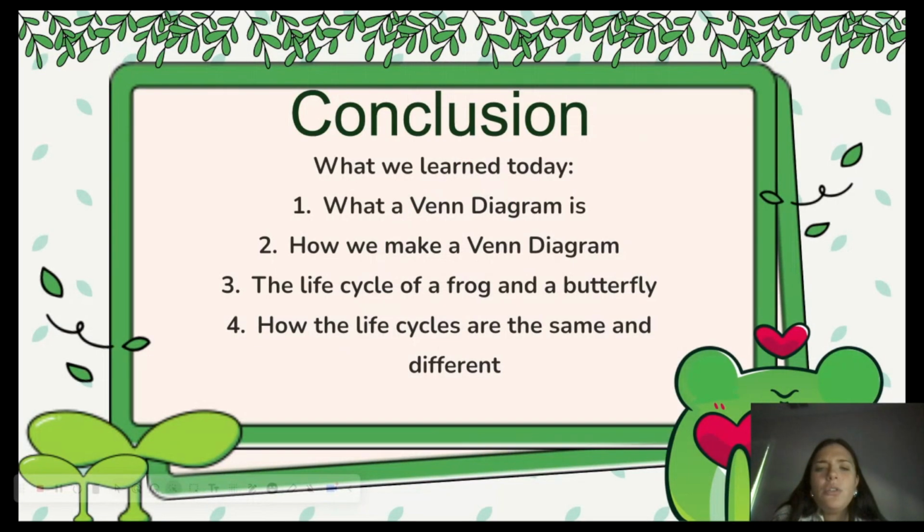So our conclusion, what did we learn today? I always like to wrap up our lessons. We learned what a Venn diagram is. We learned how to make a Venn diagram, right? Our two overlapping circles with something similar in the middle. We learned about the life cycle of a butterfly and a frog and how they're different.